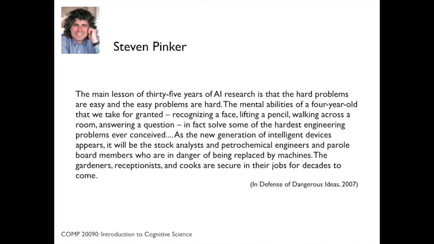In the same vein, here's a quote from Steven Pinker. The main lesson of 35 years of AI research is that the hard problems are easy, and the easy problems are hard. The mental abilities of a four-year-old that we take for granted, like recognizing a face, lifting a pencil, or walking across a room, in fact solve some of the hardest engineering problems ever conceived. And it suggests that as we develop more and more intelligent systems, it's the stock analysts and the petrochemical engineers and the parole board members who might be replaced by machines someday. It's the gardeners and the receptionists and the cooks who are not in danger of being replaced by machines.